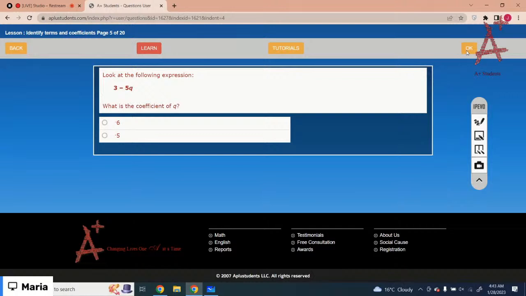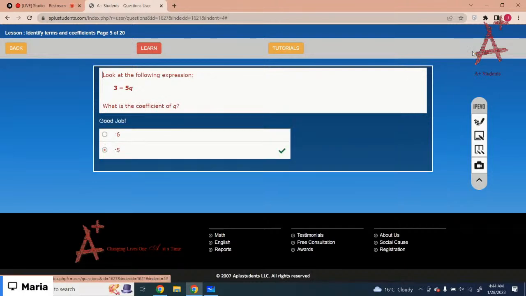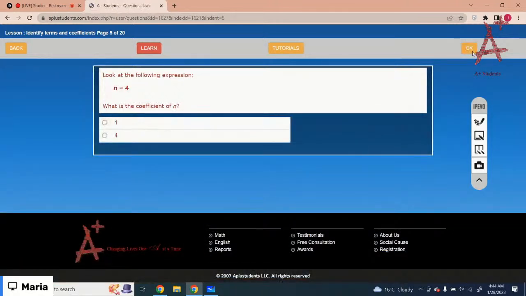So the coefficient of q is -5. Got it? The correct option is -5, not 5 only.